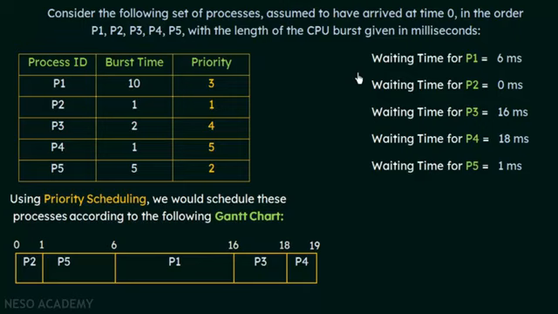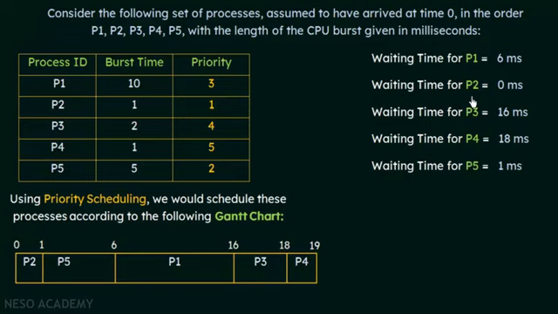Calculating the waiting times is very easy. We can just look at this Gantt chart and write the waiting times here. Waiting time for P1, where is P1? P1 got the CPU at the 6th millisecond. So the waiting time for P1 was 6 milliseconds. Let's keep in mind that they have all arrived at time 0. That is why we can simply look at when they got the CPU in this Gantt chart and write the waiting times for this particular example.